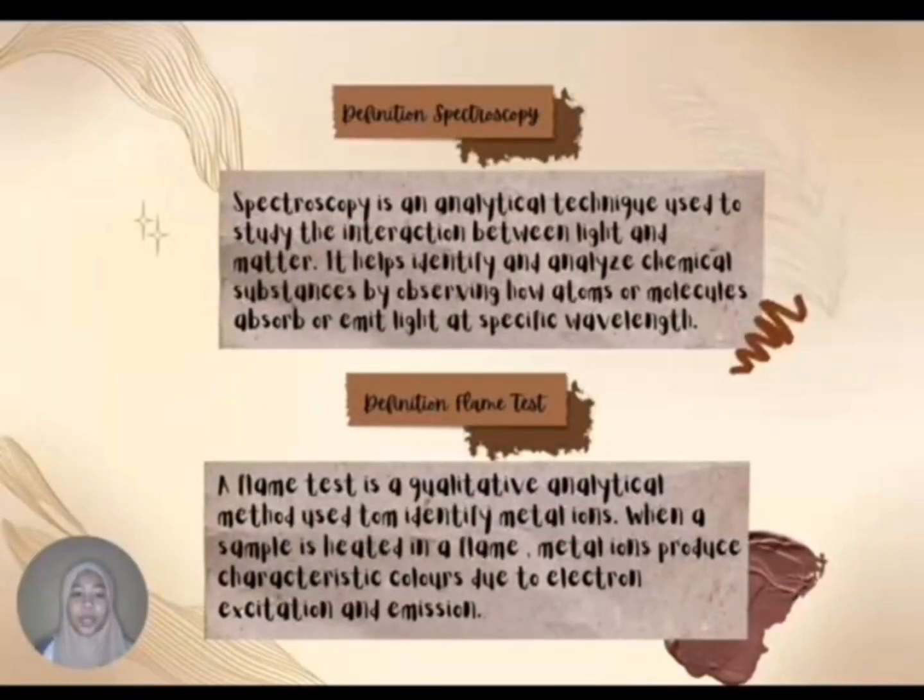In this chapter, we are going to learn about spectroscopy and flame test principle. I'm going to discuss the definition of spectroscopy and flame test. Spectroscopy is an analytical technique used to study the interaction between light and matter. It helps identify and analyze chemical substances by observing how atoms or molecules absorb or emit light at specific wavelengths.